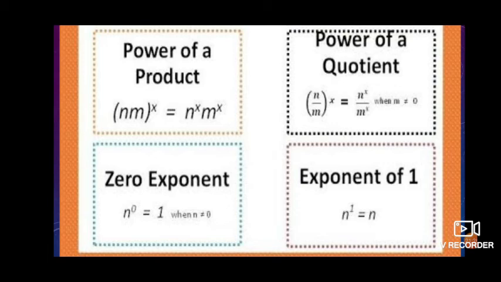Same way here, (n by m) whole to the power x. So here also this x power is applicable for both n and m. So we can write it separately as n to the power x by m to the power x.